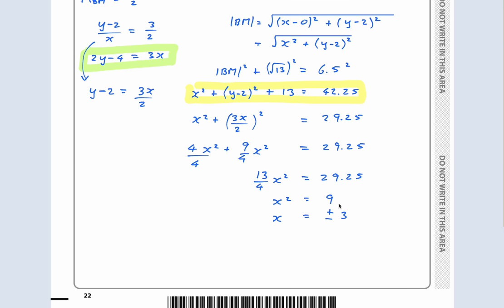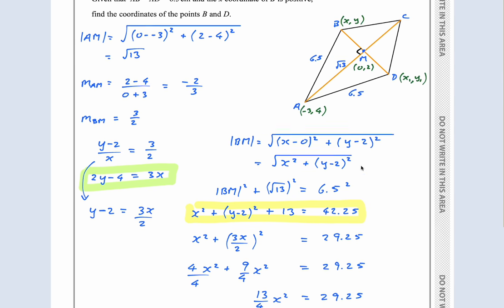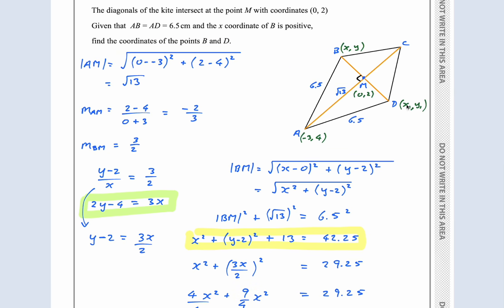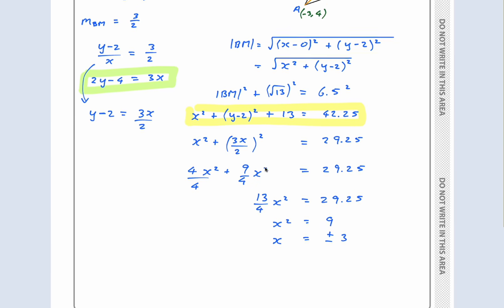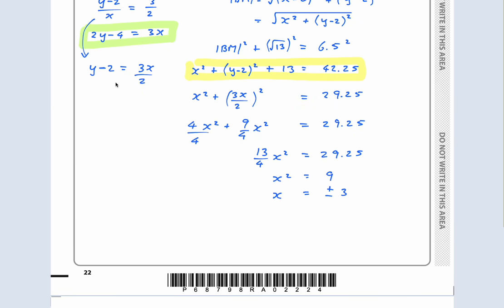Now, guys, when we get two x's, the nice thing about this is I get my B coordinate and my D coordinate, and he says the x coordinate of B is positive. So the x coordinate of B is going to be 3, and the x coordinate of D is going to be negative 3. Okay, once I have my x, I can get my y by subbing it in here. So let's just change the color, guys. I'm going to say y is equal to, from this, 3x over 2 plus 2, because I'm adding on the 2.